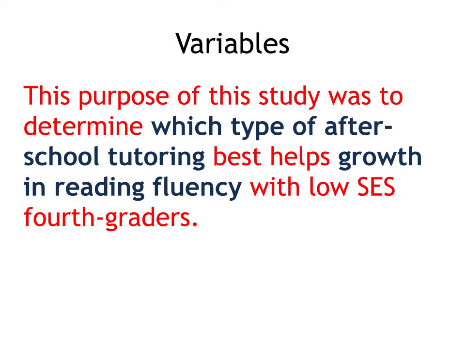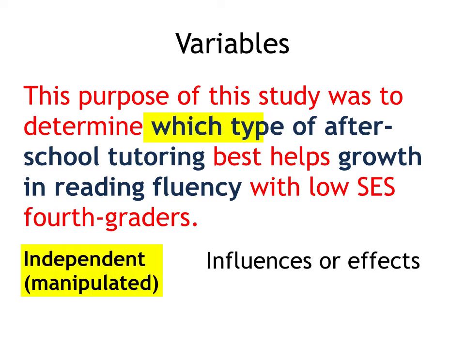In a good research statement, you're going to see the variables spelled out. These are the pieces of the study that change or vary. So you can see there's 2 variables here. We're looking at the type of after-school tutoring, and then we're looking at the change in growth. First of all, look for the independent variable. This is the one that the researcher changes or varies. Sometimes the independent variable is a natural variable, such as gender or age. In any case, it is the variable that you think influences or affects some kind of outcome. So in this case, the independent variable of this study is the type of tutoring.